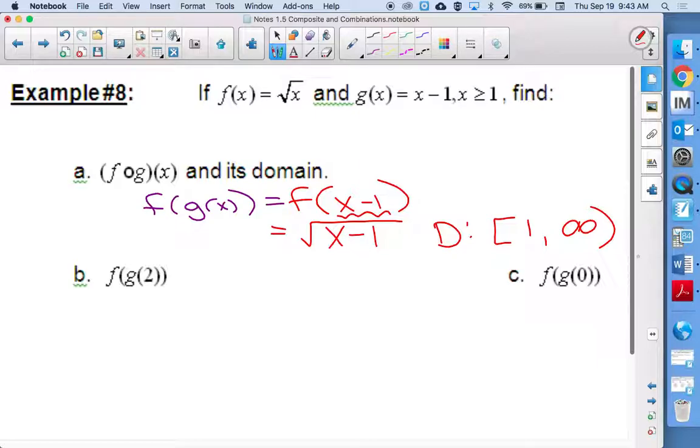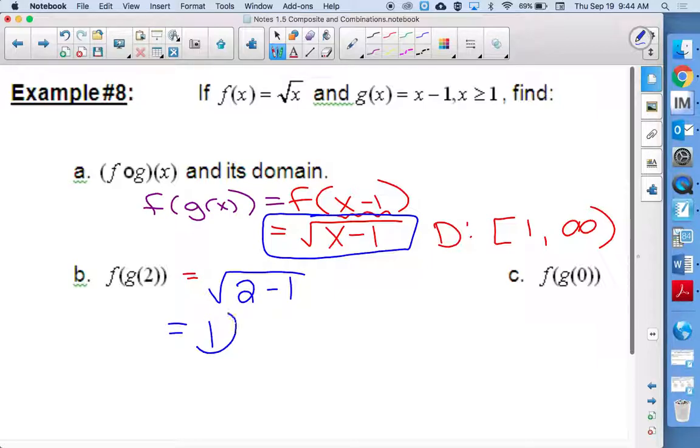So now it asks you to evaluate. The first one is f of g of 2. Well, I found f of g of x. We already did the finding part. That's the equation. What are you going to do with the 2? Nick, what would you do with the 2? Plug it in. What's the square root of 2 minus 1? 1. So f of g of 2 is 1. How about letter C?